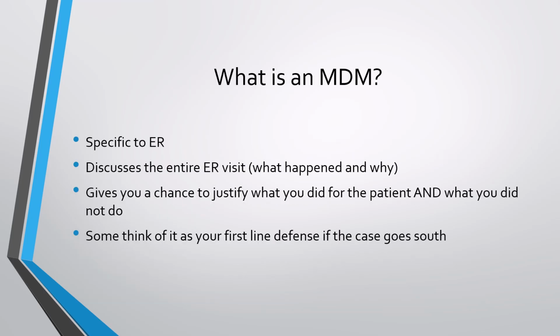All right, so now we're going to get into medical decision making, which again is specific to the emergency department. Basically, it sums up the emergency department visit and it explains your reasoning for why you did what you did or why you did not do what you did not do. So anyone reading it should be able to understand what happened to the patient and why. And as a side note, some people do think of it as a defense if the case ever gets pulled for review. It's basically your deposition as to why you did certain things. So for example, did you have a good reason for not getting a CT on a patient with a headache? This would explain your reasoning.